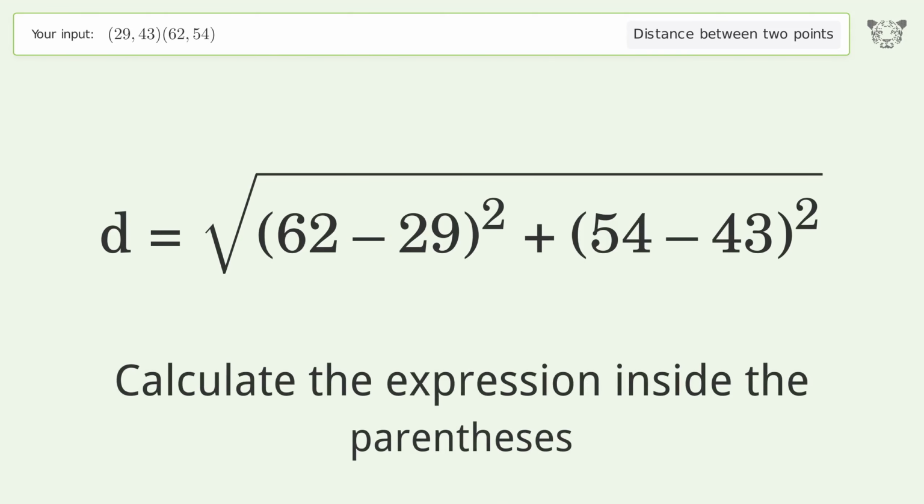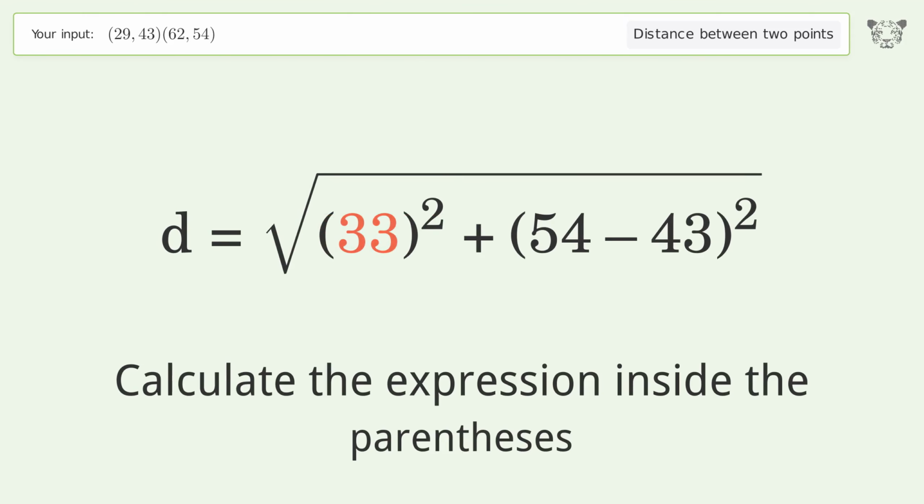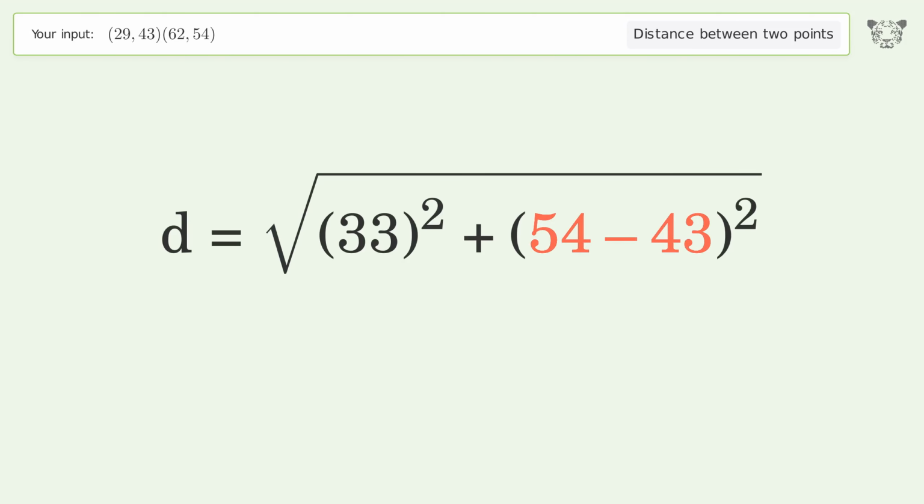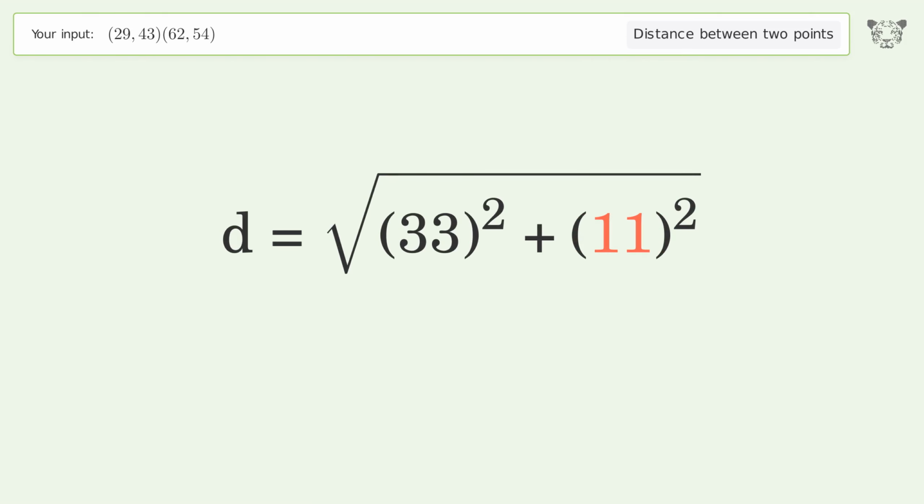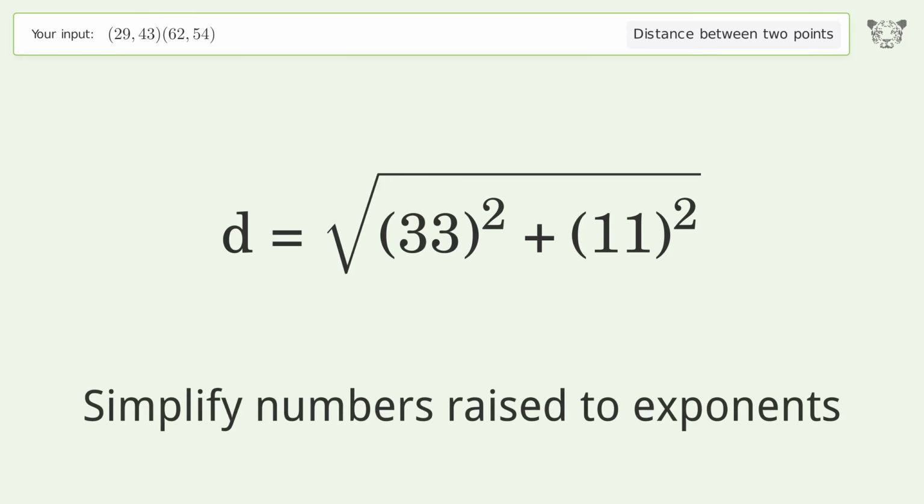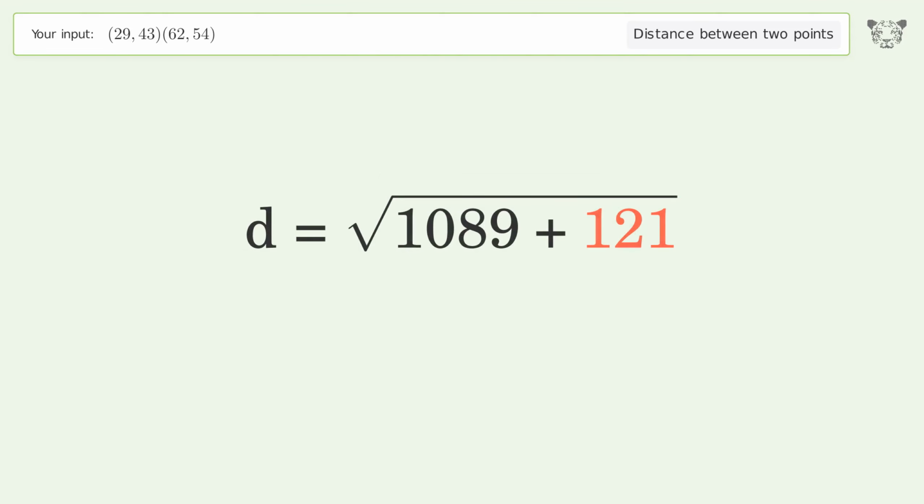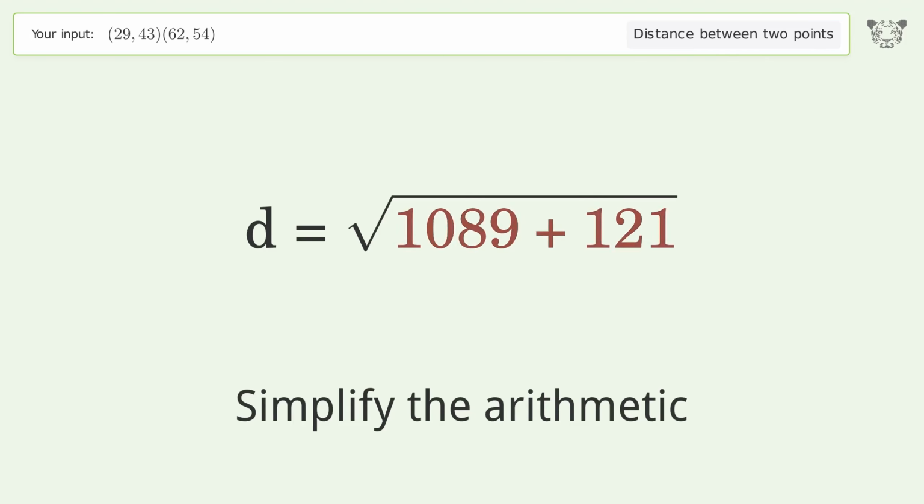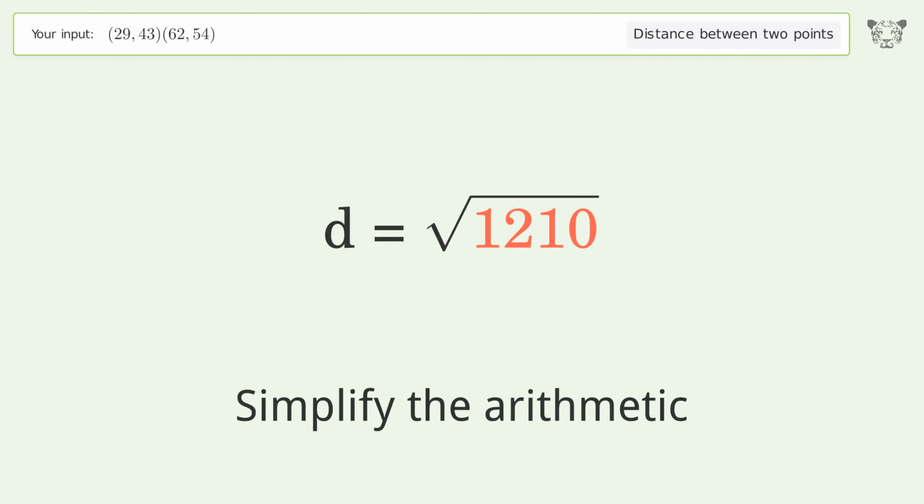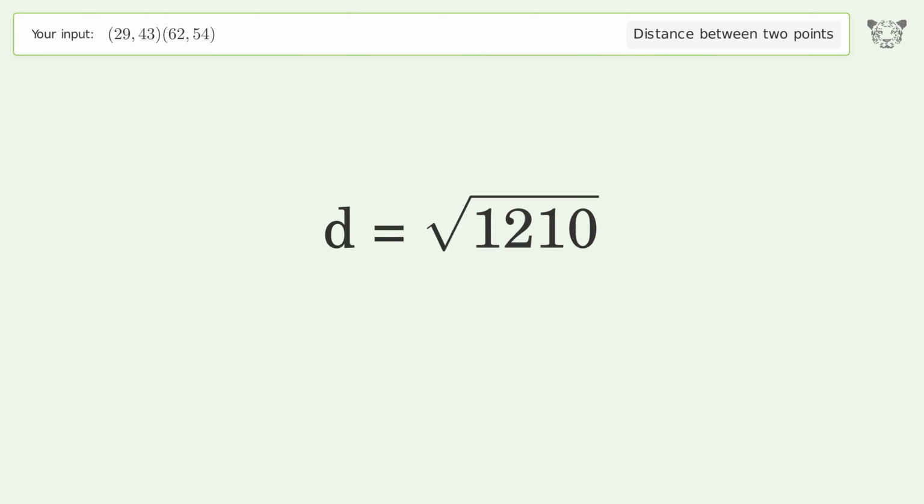Calculate the expression inside the parentheses. Simplify numbers raised to exponents. Simplify the arithmetic. And so the distance between the 2 points is the square root of 1,210, or 34.785.